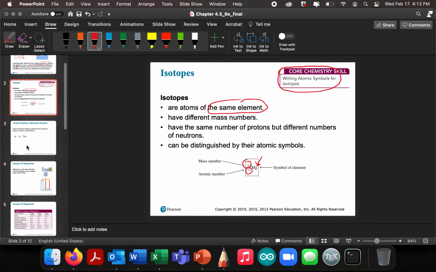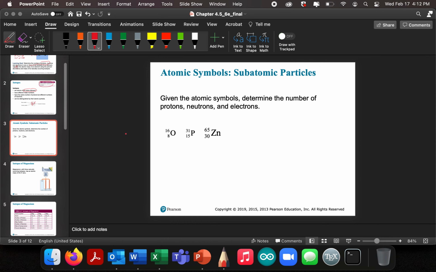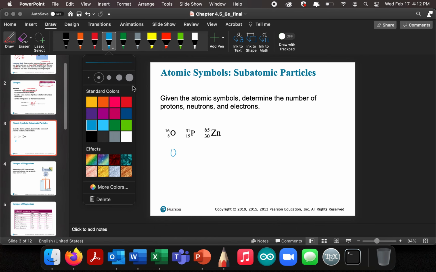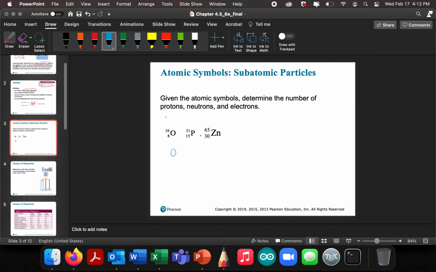Let's do a learning check to give you a chance to practice. Please pause the video and write out some notes. Given the atomic symbols, determine the number of protons, neutrons, and electrons. Okay, I'm going to suppose that you paused the video and did what I told you to do, because you're a cooperator.